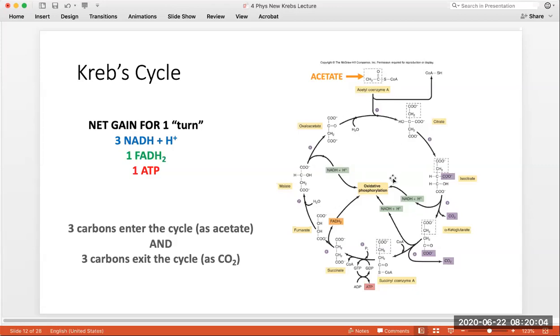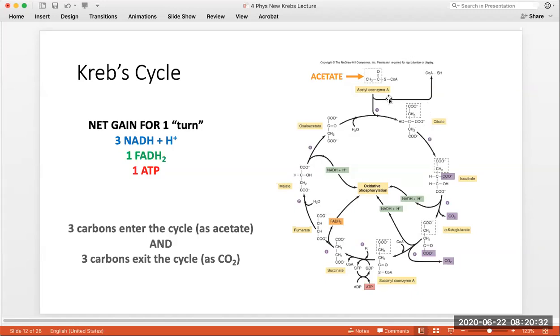So again, for 1 turn of the Krebs cycle, you're going to reduce 3 electron carriers that are NAD plus. So here's 1, 2, 3 of those. You make 1 ATP, and you reduce 1 FAD plus to FADH2. So again, if we're tracking the amount of ATP that's produced from the oxidation of glucose, you're going to have to count 2 turns of the Krebs cycle.